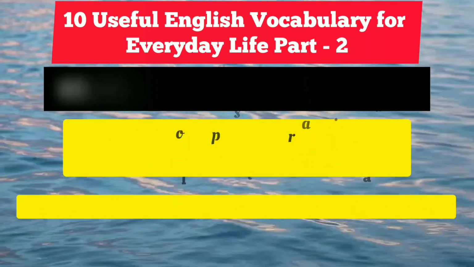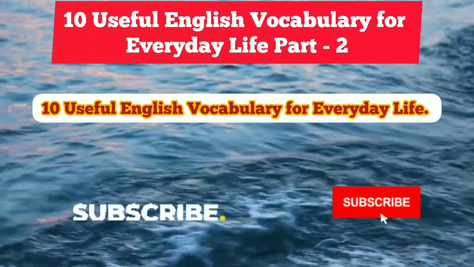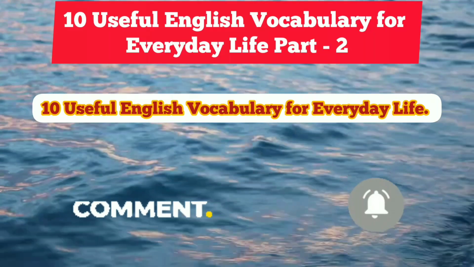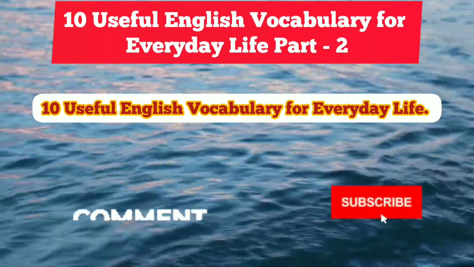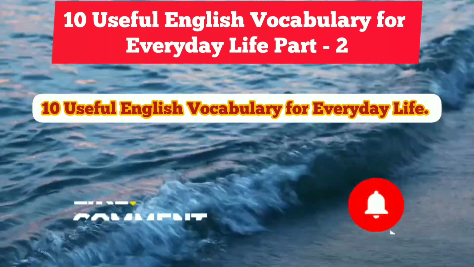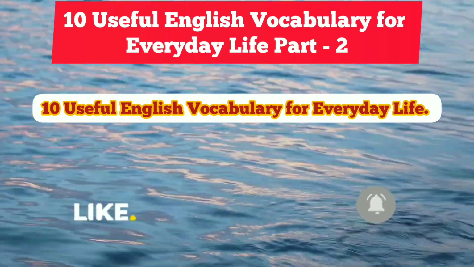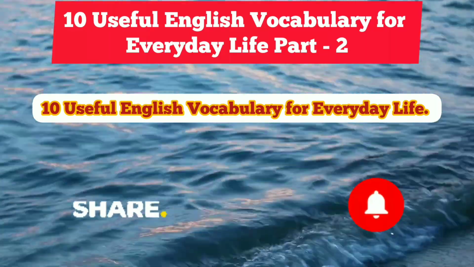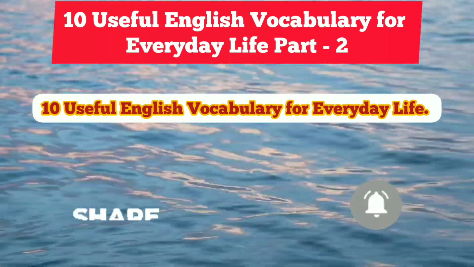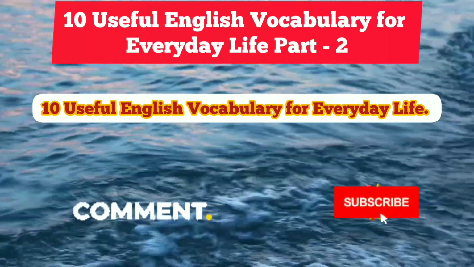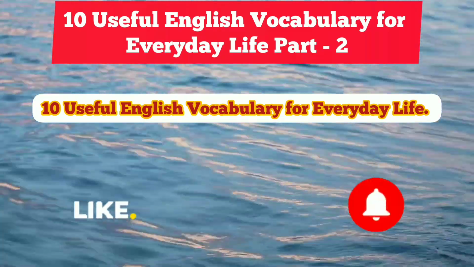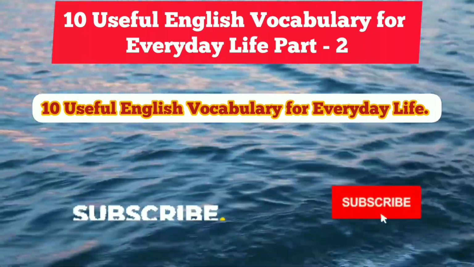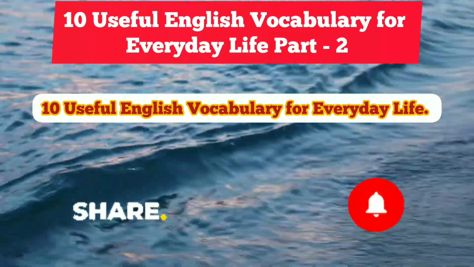So today again I have discussed 10 useful English vocabulary for everyday life, and this is the second part, and I'm quite sure you have already understood all these important vocabulary, all the important vocabulary I have discussed. So try to go through the examples, try to go through the meanings which I have explained again and again, and try to incorporate them, try to use them in your conversation. You can also use these vocabulary while writing. Also, it's going to give you a new dimension, and also try to make sentences and comment below.